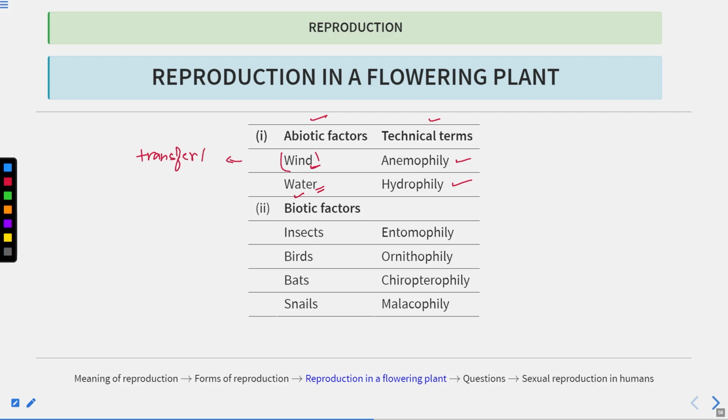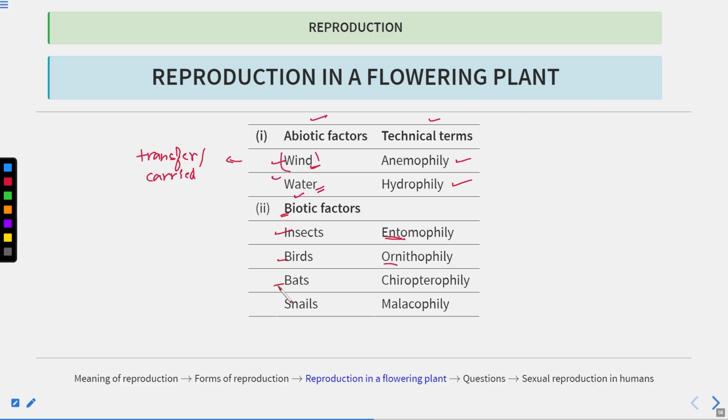Okay, transfer takes place or they are carried by wind or water. So these are both the abiotic factors, and let's talk about the biotic factors. So first one is the insects. Pollination by insects is known as entomophily. The word entomo is related to insects. Then pollination by birds is known as ornithophily.